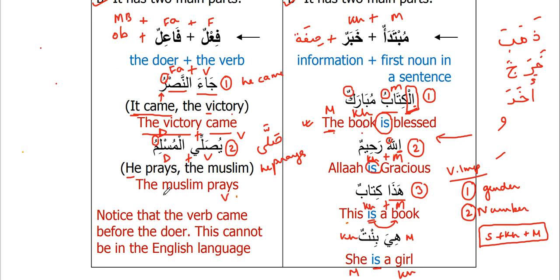So this is in English, but in Arabic, it's just the opposite. The Muslim prays. So the important point here is that the verb came before the doer in the Arabic sentence. Remember, the verb comes before the doer. And this is not similar to the English language. So now we will do some phrases given in the lesson.